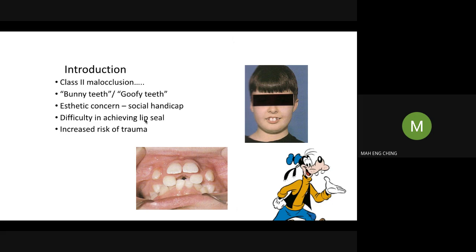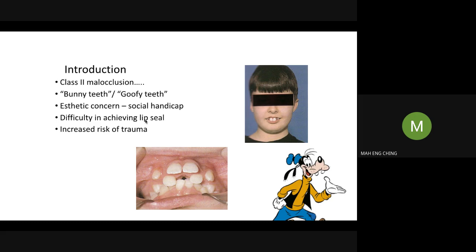Then because the upper teeth are sticking out so much, patients usually have difficulty in achieving lip seal. I mean the lip is not competent. So when they bring the lower lip against the upper teeth or the upper lip, they have difficulty because the teeth are sticking out so much.